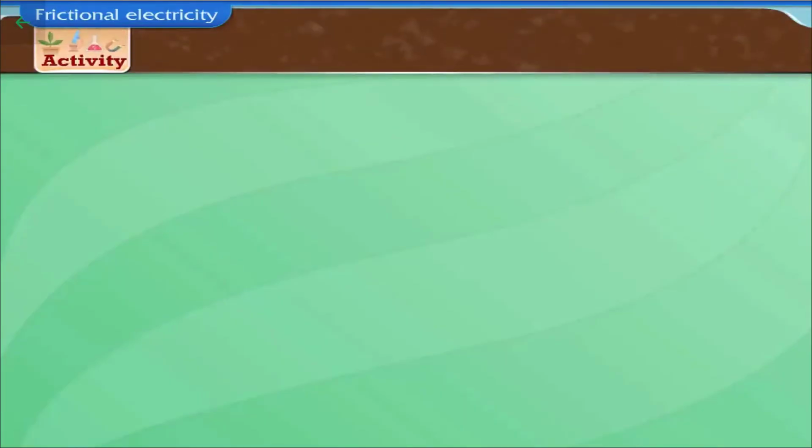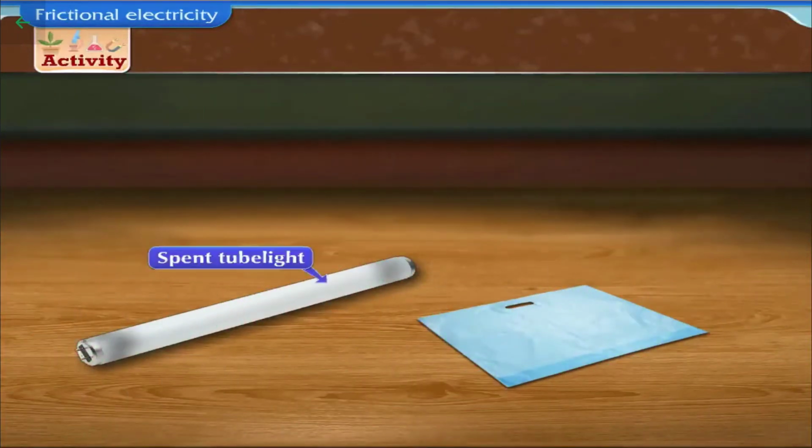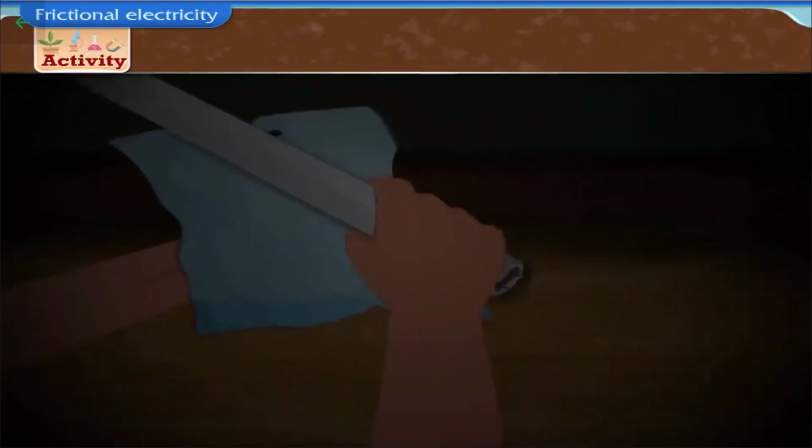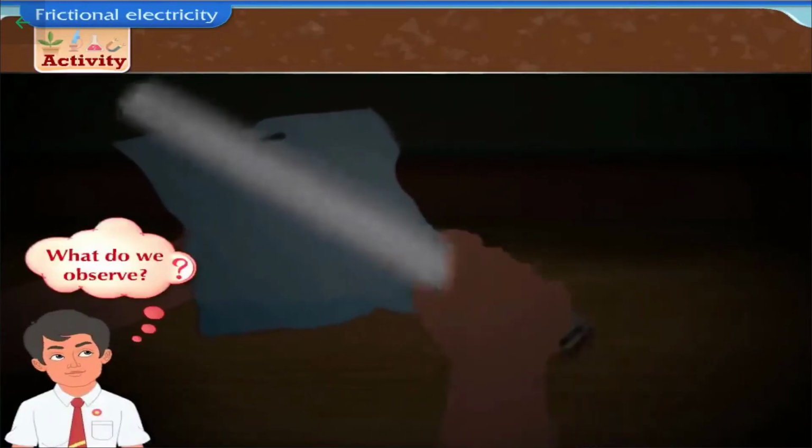Activity. Let us first take a spent tube light and a thin polythene bag. Now make the room dark. Let us rub the tube light with a thin polythene bag carefully. What do we observe? We observe that the spent tube light starts glowing.